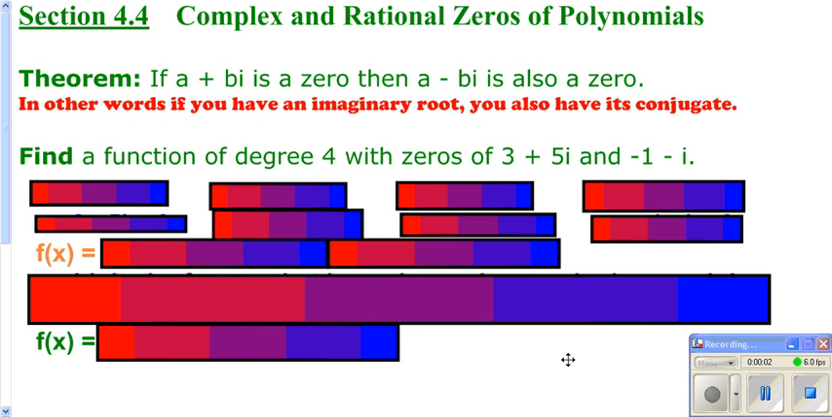Complex and rational zeros of a polynomial. The first theorem says if a plus bi is a zero, then a minus bi is also a zero. So if you have one complex number, you're automatically going to have its conjugate. The conjugate, once again, is the same as the original. You just switch the sign in between.